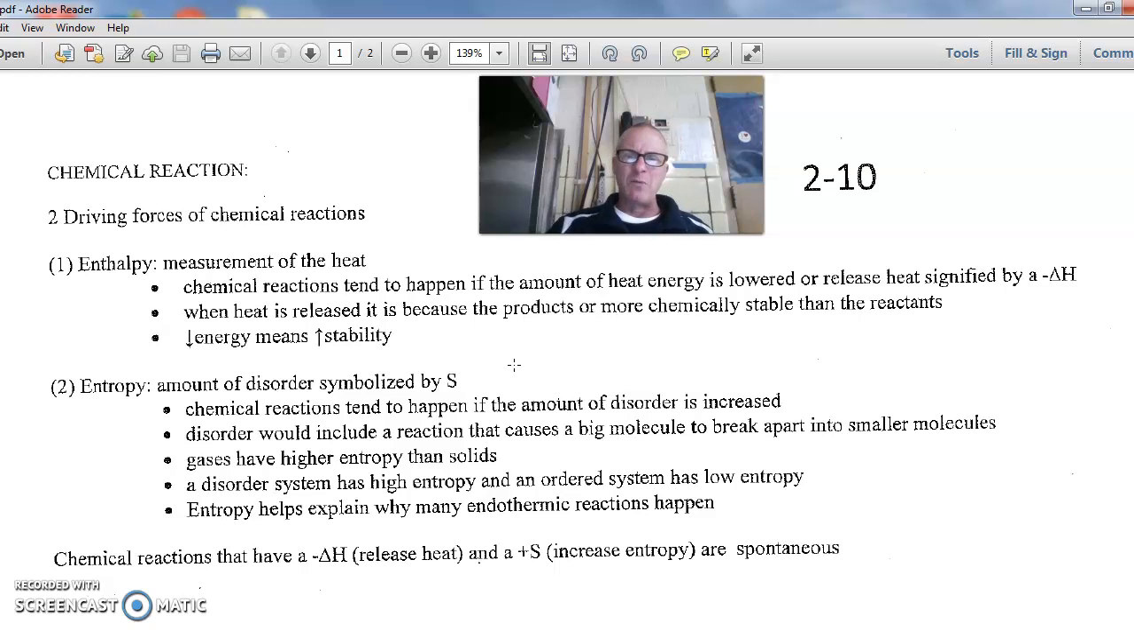Why is it that some chemical reactions could end up producing a product that was less stable? The answer is because there are two driving forces in chemical reactions. There's two driving forces.